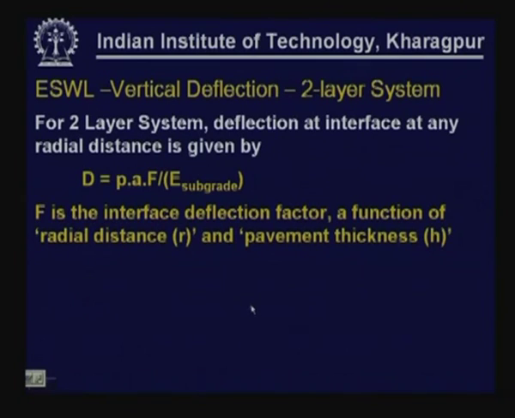For a two-layer system also we can adopt similar concept. Here also we use the same approach. The deflection is a function of pressure, the radius of load contact area, deflection factor and the subgrade modulus value, where F is the interface deflection, because if it is a two-layer system we are interested in the deflection that occurs at interface. So F is the interface deflection factor, which is a function of, like in the previous case, the radial distance and the pavement thickness, which defines the location of the interface.